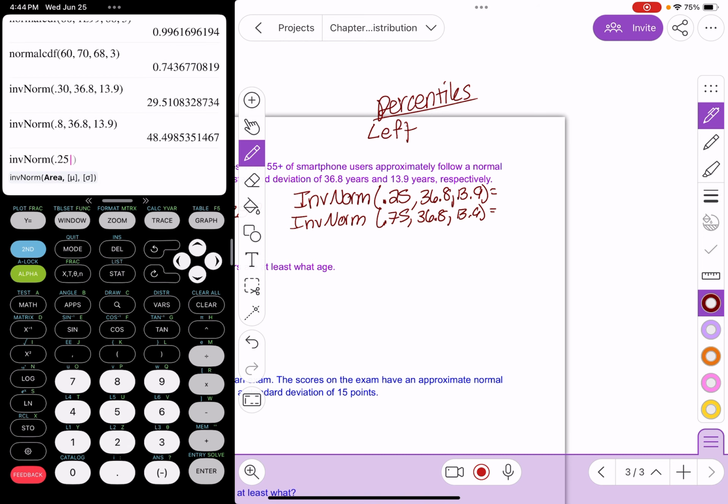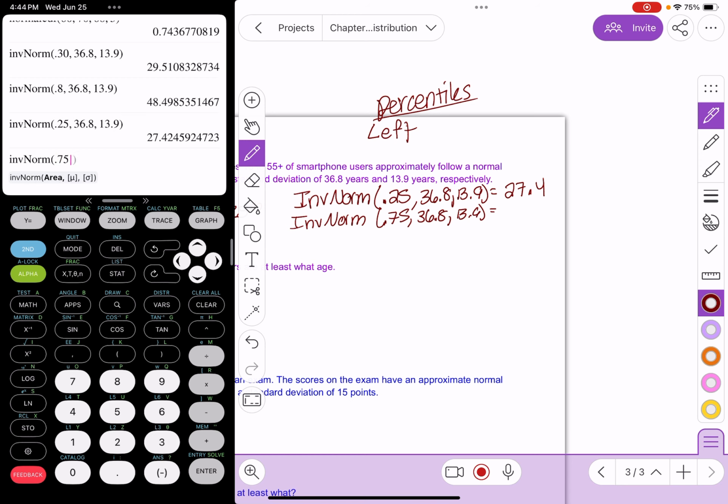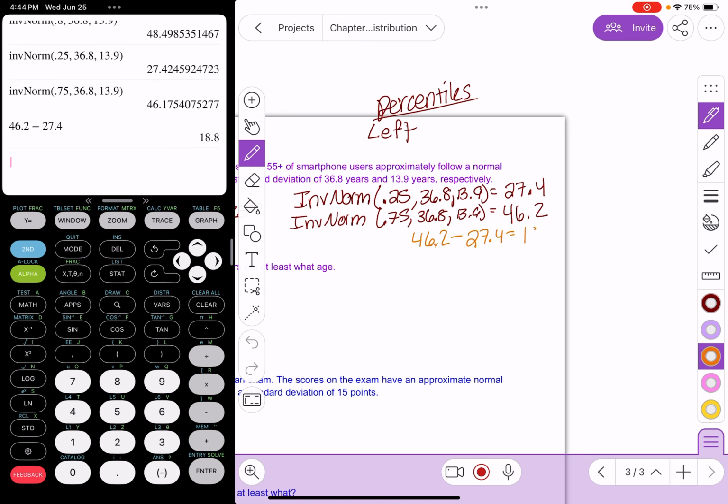Okay, so 0.25, 36.8, 13.9 gives us 27.4. And then if I do that again, 0.75, 36.8, 13.9, 46.2, and then the IQR is just subtracting those. So 46.2 minus 27.4 is 18.8. So that would be our IQR.